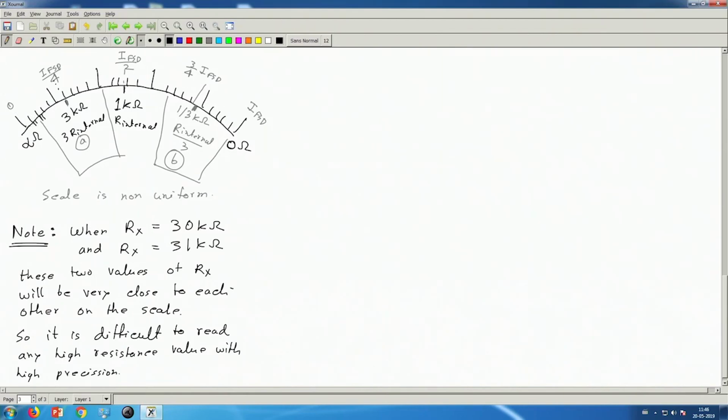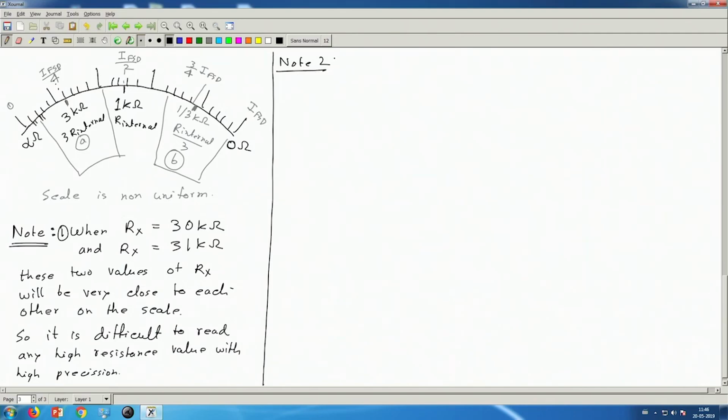Okay. Similarly, this is true for high value of resistance. So this is, say, note 1. Now similarly, say another note, note 2. Consider low value of resistance.